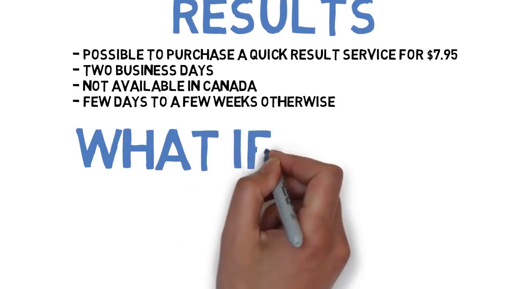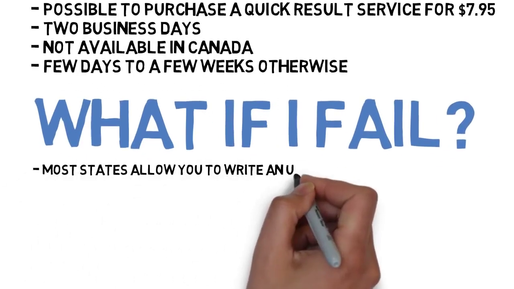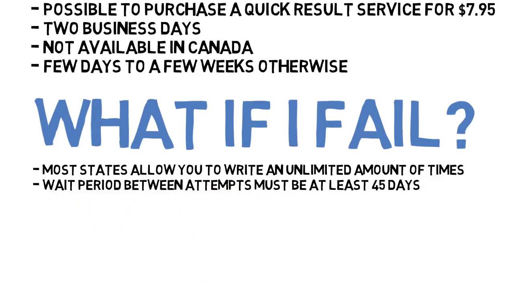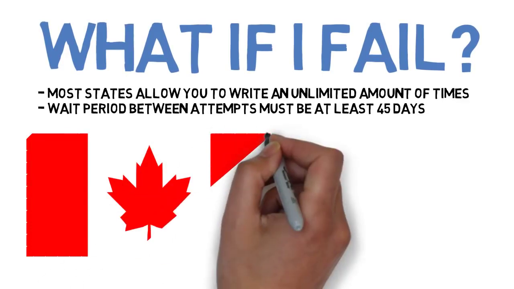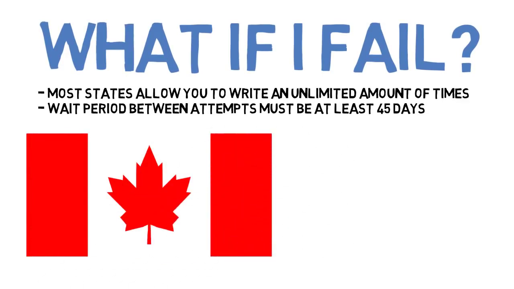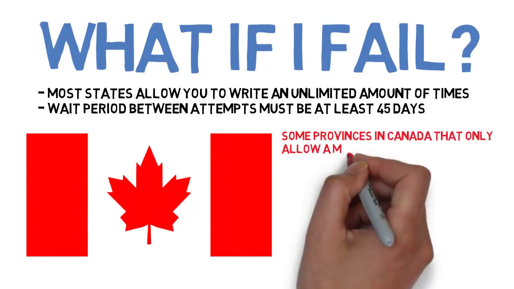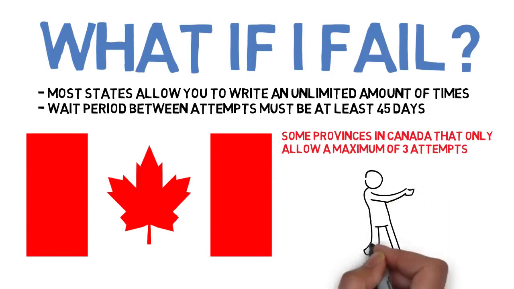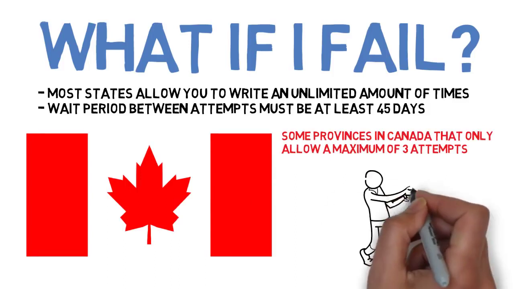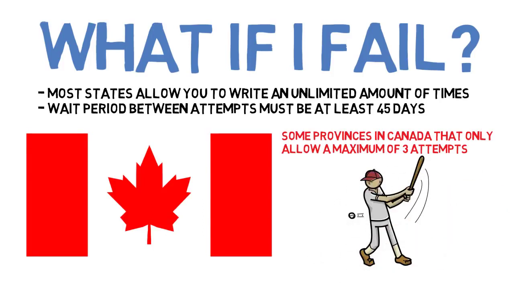So what happens if you receive notice that you have failed the NCLEX? Thankfully, it's not the end of the world. Most states allow you to write an unlimited amount of times. The wait period between attempts must be at least 45 days. There are provinces in Canada that only allow a maximum of 3 attempts, however, these policies are slowly changing. Some states also have a limit to the amount of times you can attempt the NCLEX per year. Check with your board of nurses for further information.